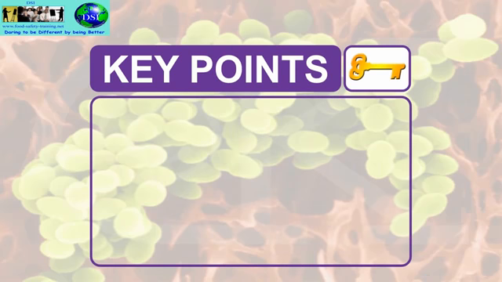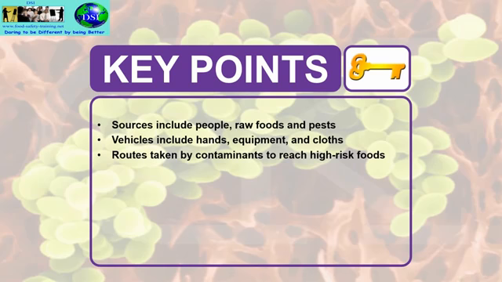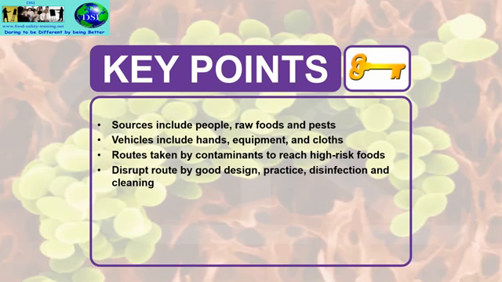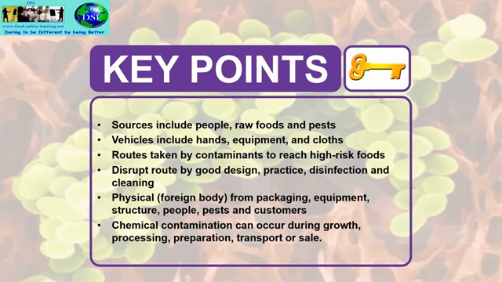So the key points of the lecture: we looked at sources, and they include people, raw foods and pests. Vehicles include hands, equipment and cloths. Routes taken by contaminants to reach high-risk foods was covered. We can disrupt the route by good design, practice, disinfection and cleaning. Physical, foreign body, can come from packaging, equipment, structure, people, pests and customers. And chemical contamination can occur during growth, processing, preparation, transport or sale.